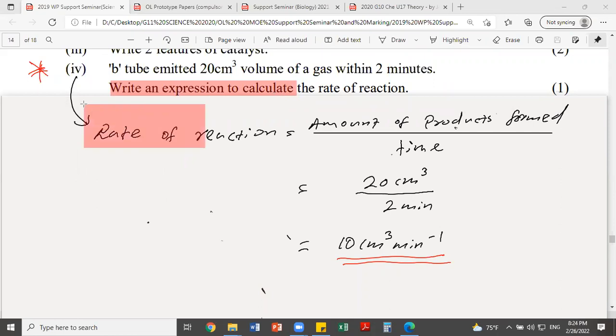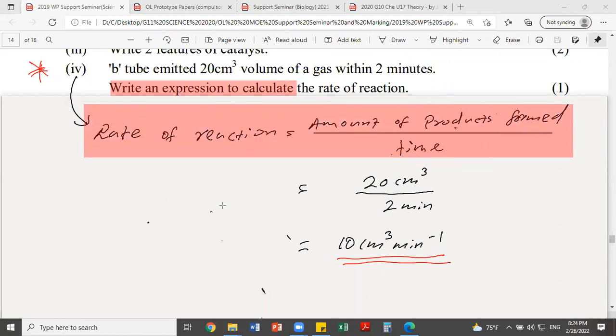No need. So the answer is only this one. This is enough, because they have given only 1 mark. Even though you had learned something new, only this is enough, right? No need to write the calculation unless they ask you to do so. So just write, look at it.